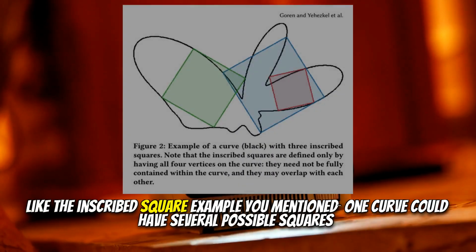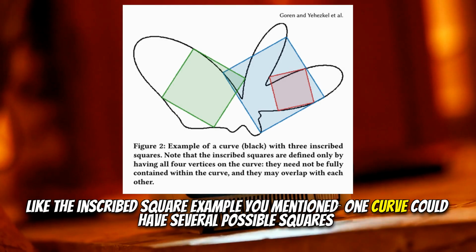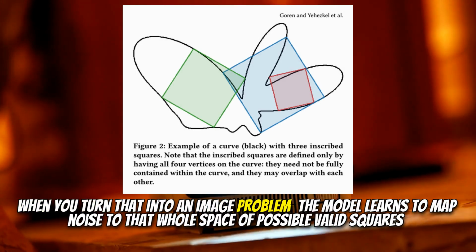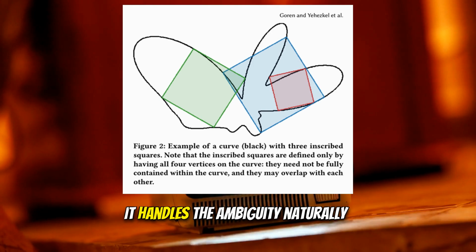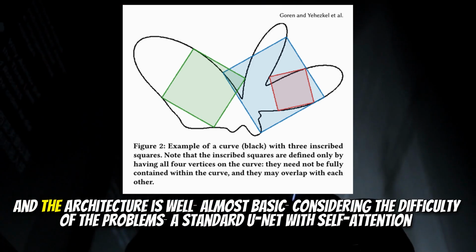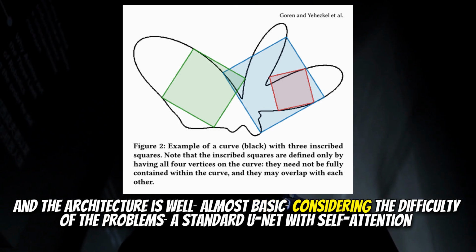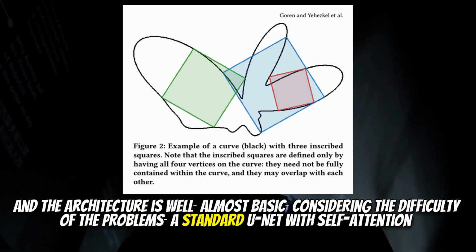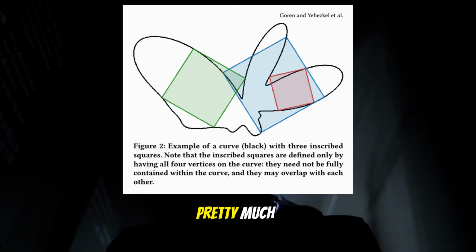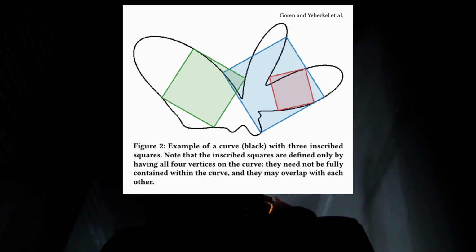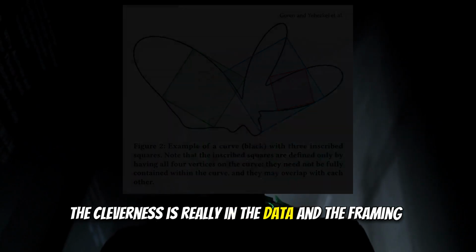Like the Inscribed Square example you mentioned. One curve could have several possible squares. Precisely. When you turn that into an image problem, the model learns to map noise to that whole space of possible valid squares. It handles the ambiguity naturally. And the architecture is almost basic, considering the difficulty of the problems. Yeah. A standard U-net with self-attention. Pretty much. No fancy custom geometric modules bolted on. The cleverness is really in the data and the framing.